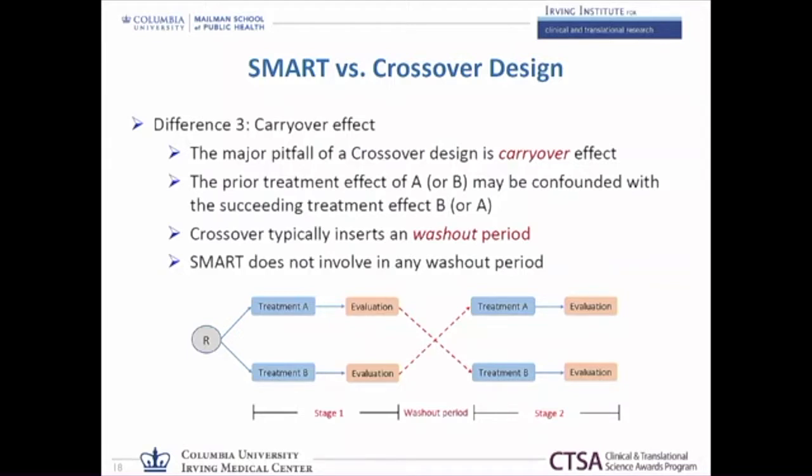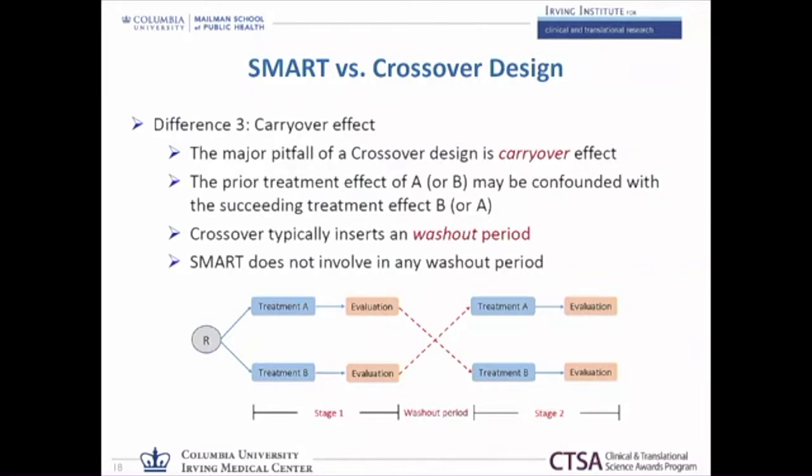So in this case, if the carryover effect exists, when we look at the primary outcome measure at the end of stage 2, we won't be able to know if the primary outcome is purely because of the treatment a patient received at stage 2, or partly because of the treatment a patient received at the first stage, which reduces the power of the study.